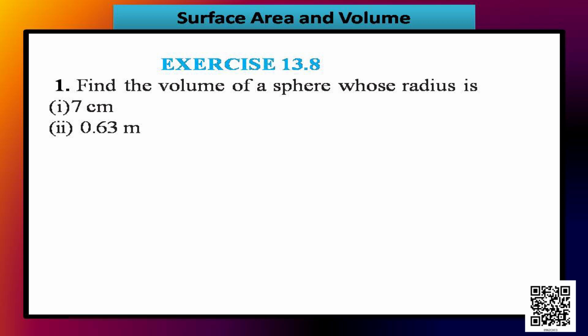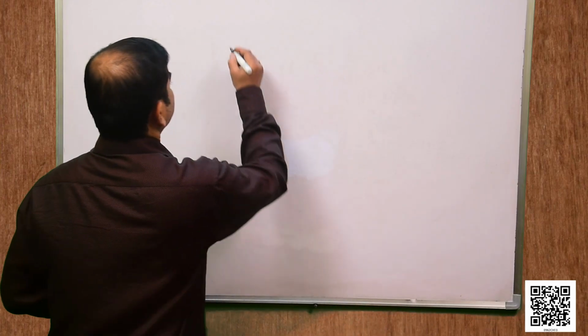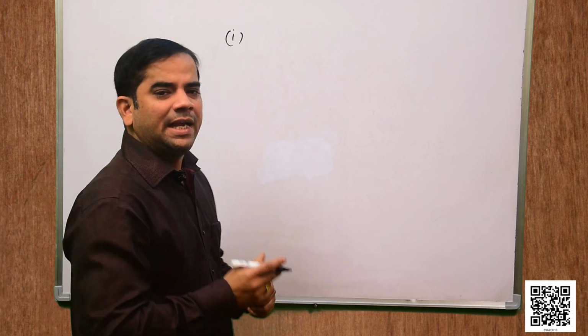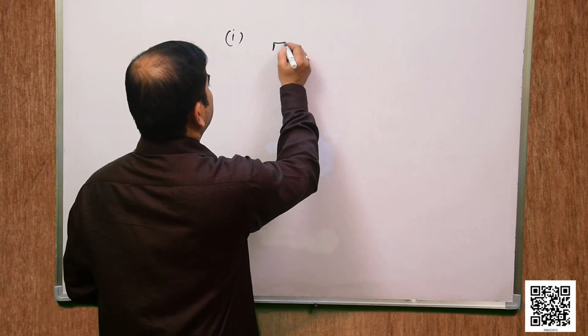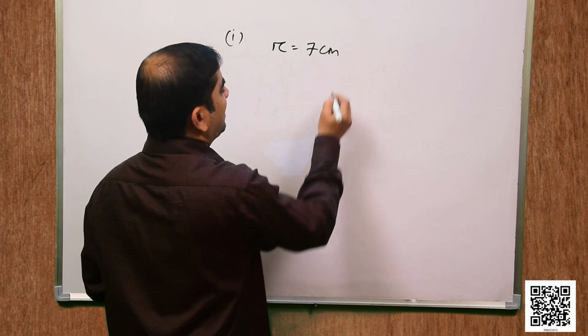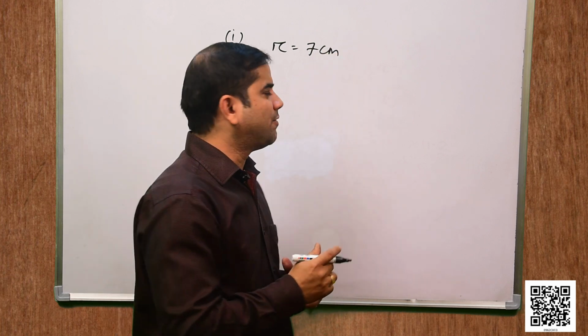Students, let us now discuss exercise 13.8. Okay. Let us now solve question number 1. It says find the volume of a sphere whose radius is 7 centimeter and 0.63 meter. Okay. So let us solve the first bit. Bit number 1. In this case, the radius is 7 centimeter.